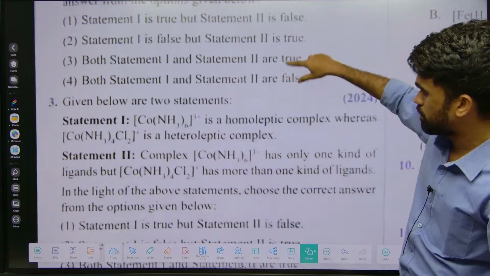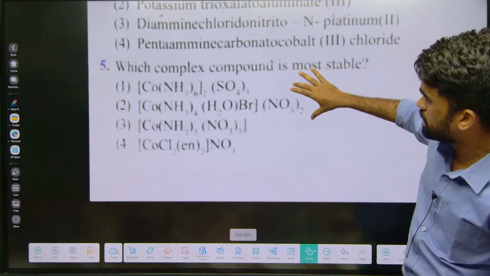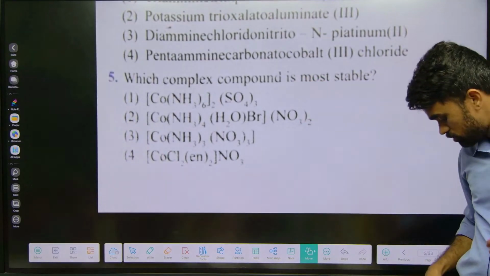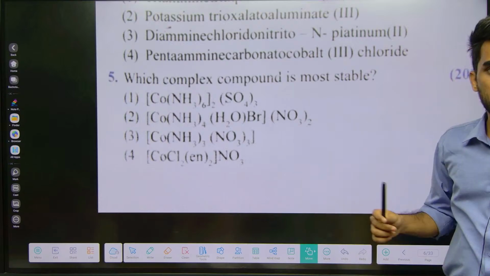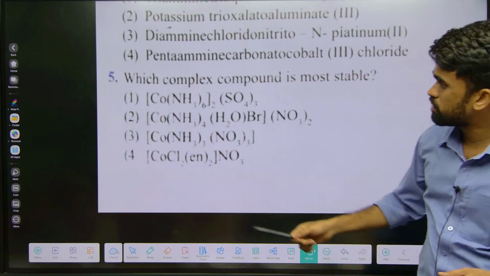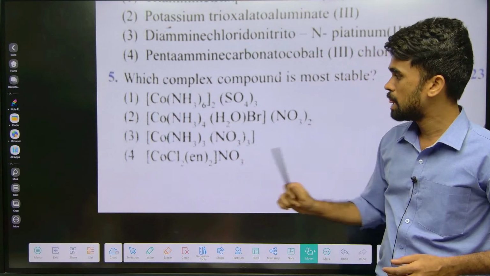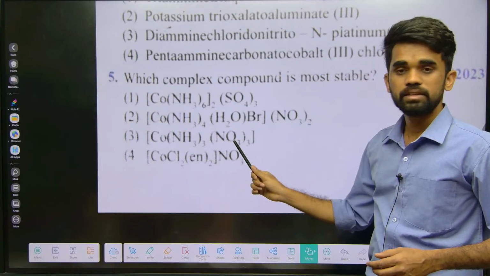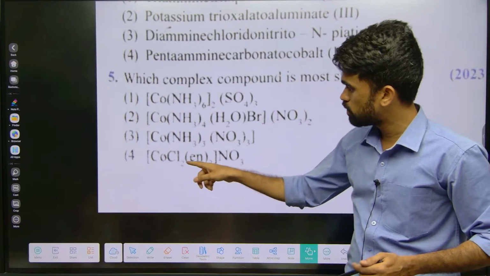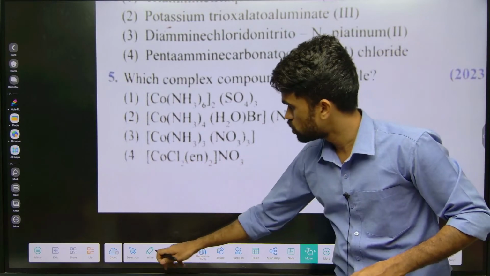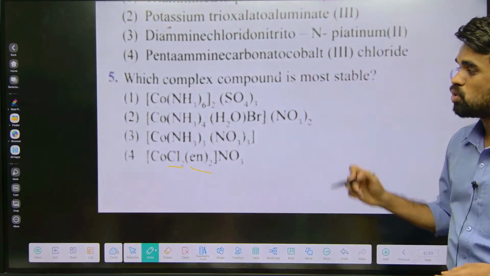Okay, next one. Here you just check this model you haven't seen, I think. Read the question once. Which complex compound is most stable? Are you able to see the complex compounds? The first one is all amine ligands. Next, four amine ligands, one water molecule, one Br. Here, three amines and nitro groups, something like Ma3b3 type. And the last one, if you observe, two chlorides and en. Which is more stable, they are asking.